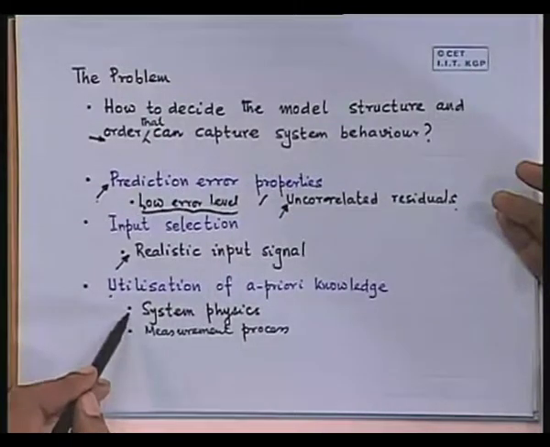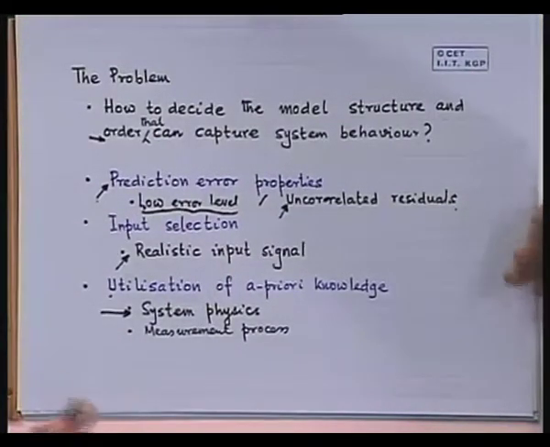And obviously, to be able to select model structure, you have to use system physics. If in a circuit you know that there are 3 capacitors, then it is very likely that you must start with a third order model, because the physics tells you that there are 3 energy storing elements. So the model order is likely to be 3. Now it may be more than 3 depending on some parasitic effects also, but at least your structural knowledge of that modeling principle will make you start from 3. I mean, that will be a good initial guess.